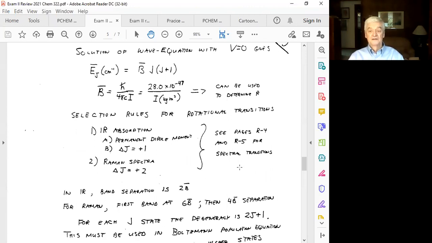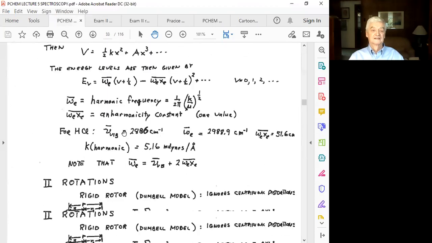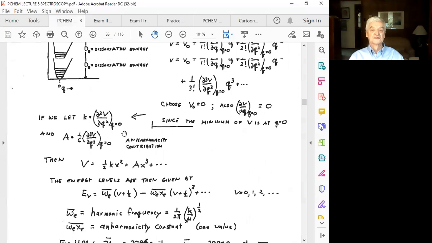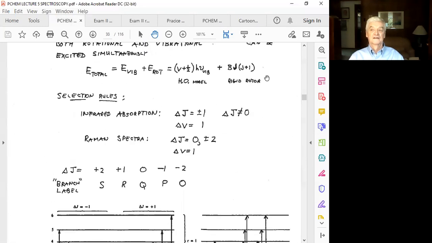Okay, so here, I'm not showing the spectra, but see pages R4 and R5 to look at the spectral transitions. So let's go back over here. These aren't pages R4 and R5. Let's go back to those. I think this is R4.